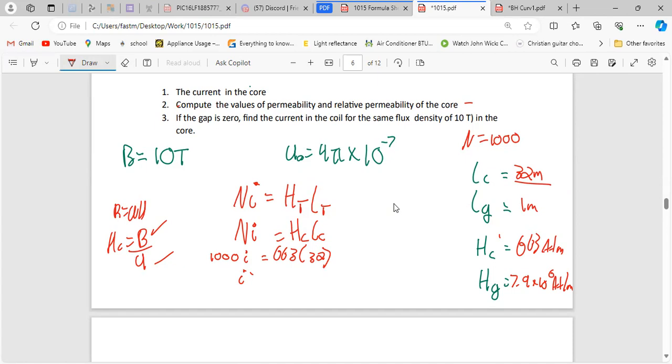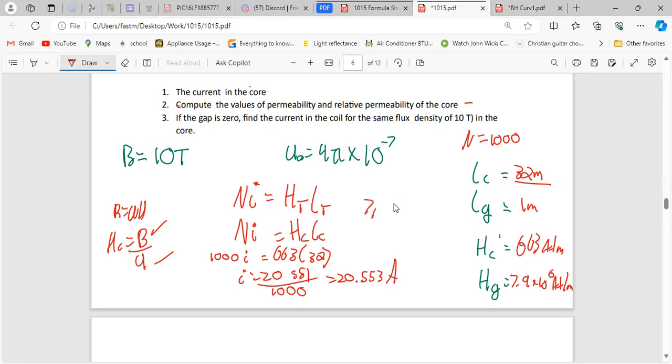So that'll be 663 multiplied by 31, and that'll be your answer. Let me do that quick. 663 times 31 is 20,553, and then you divide it by 1000. And you get, watch this, 20.553 amps. What was it before?